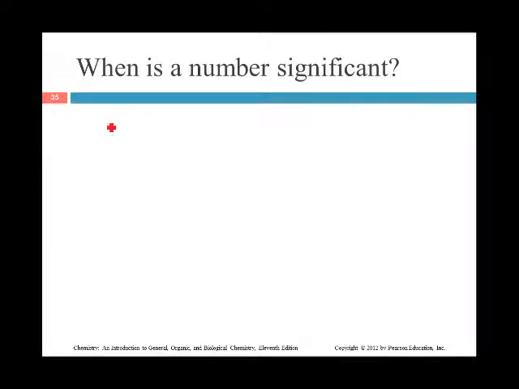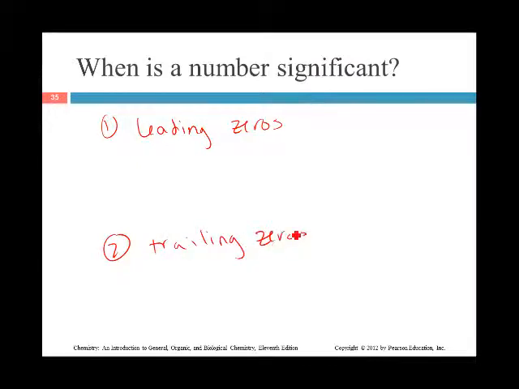So when are they significant and when are they not? The book goes into several specific rules. I have essentially 2 rules. I have leading zeros and I have trailing zeros. I do this because I wanted to simplify it. If you look at all the rules individually, it can get kind of confusing. If I just simplify it to leading and trailing, that makes things a lot easier.